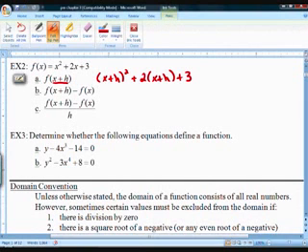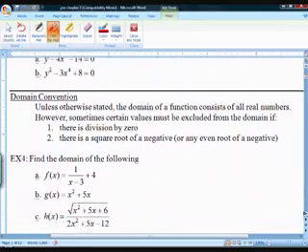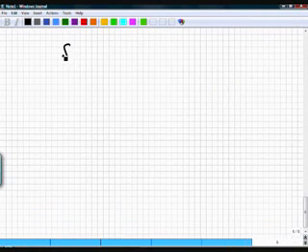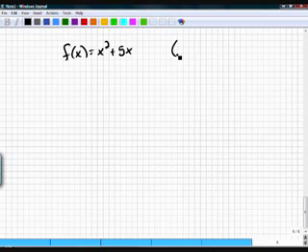Here we go. Next problem. Scroll down. F of x equals x squared plus 5x. Okay. You can't divide by 0. Can't take the square root of a negative. Do you have any of that here? What's your domain? All real numbers. What's another way you can write that with interval notation? Negative infinity to positive infinity. All real numbers. Any number can be plugged in for x. Good deal.